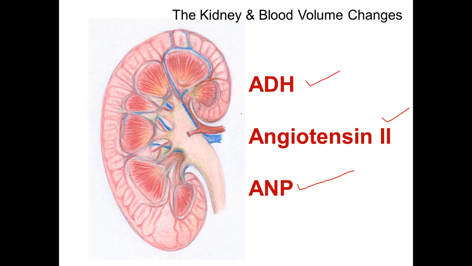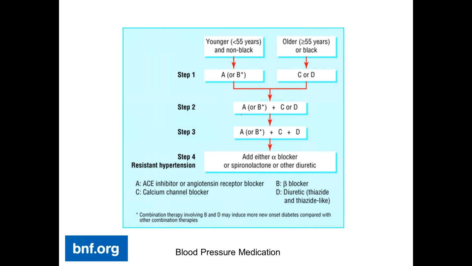Okay. Now just to show you that this is all relevant, this is a slide that comes from the British National Formulary website, explaining how you should prescribe blood pressure medication. What it's showing you is the different types of drugs used to control blood pressure. So we have ACE inhibitors or angiotensin receptor blockers. Now that's effectively a blood pressure medication that affects the size of blood vessels.